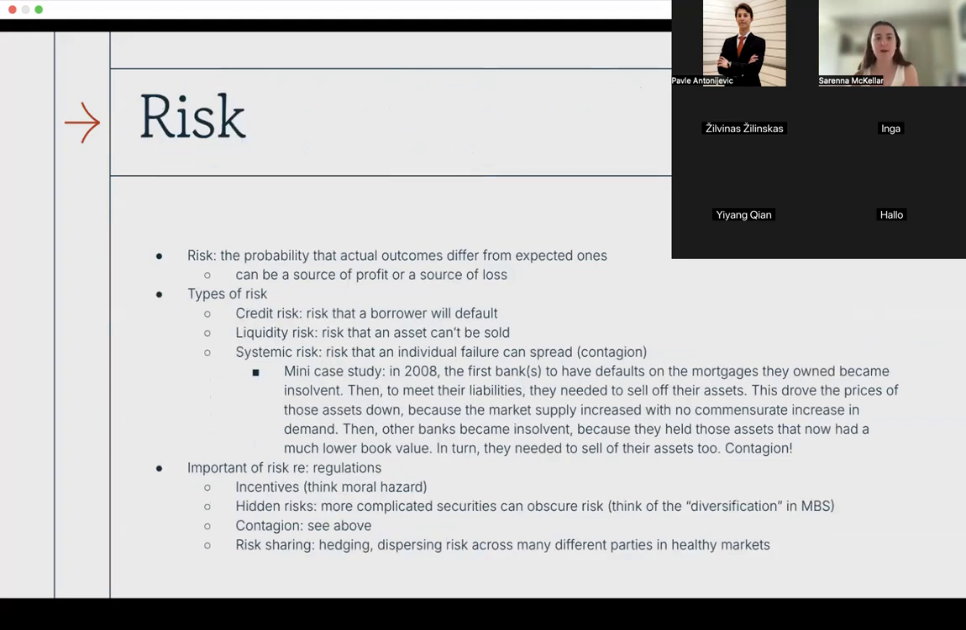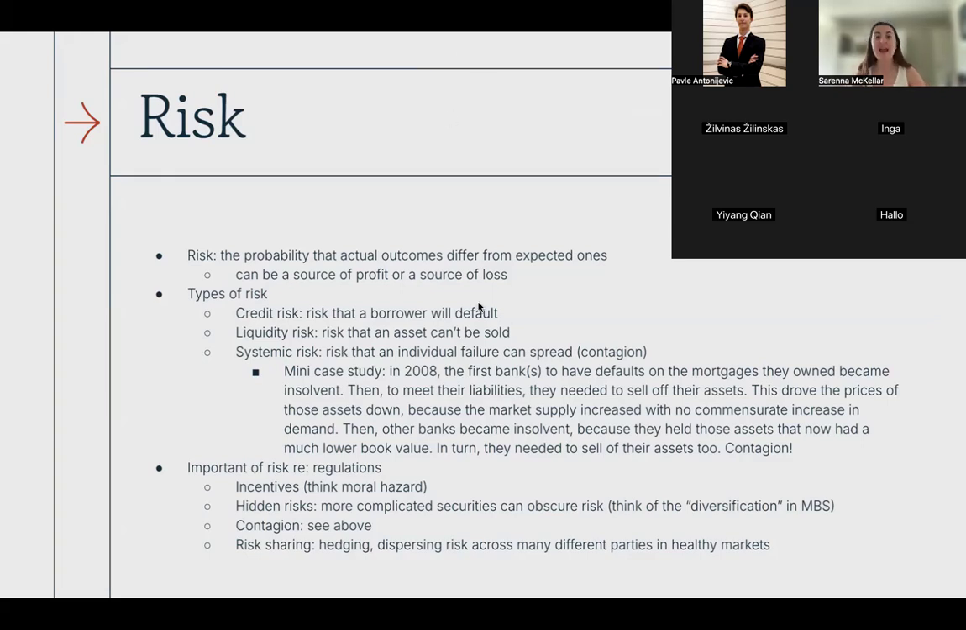The next thing I want to talk about is risk. So risk is basically the probability that actual outcomes can differ from expected ones, and this can obviously be a source of profit or a source of loss. There's a lot of different types of risk. I've just included a few here. There's credit risk, which is risk that a borrower will default. There's liquidity risk, the risk that an asset can't be sold. There's systemic risk, which is risk that an individual failure can spread. And this is through something called contagion.